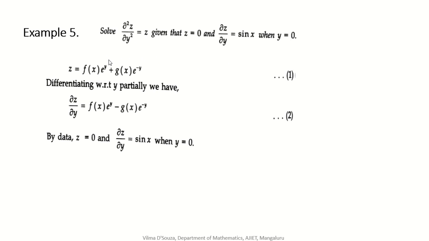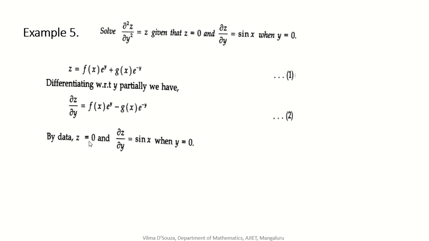Now you get the solution of PDE from the solution of ODE by replacing c1 and c2 as functions of x. So z is equal to f of x e power y plus g of x e power minus y. You have two conditions. When y is 0, z equal to 0 and dou z by dou y is equal to sin x. So you need to find dou z by dou y. What is dou z by dou y? From this, f of x into differentiation of e power y, that is e power y itself, plus g of x into differentiation of e power minus y, which is minus e power minus y.